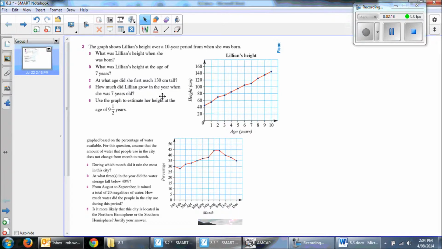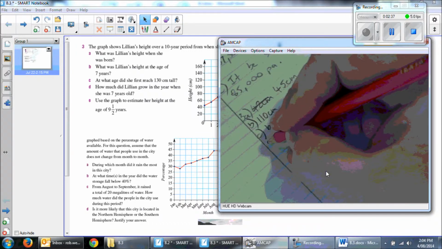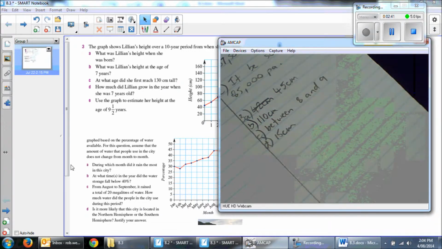How much did Lillian grow in the year when she was 7 years old? So here she was. She grew a lot in that year. She was roughly about 110 centimetres when she was 7, and I would say she got to about 125 centimetres. So I would say she grew about 15 centimetres in that year, which is quite a lot.